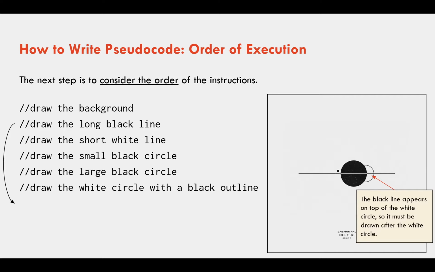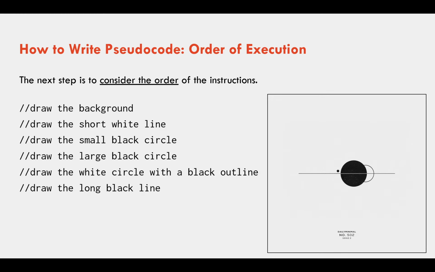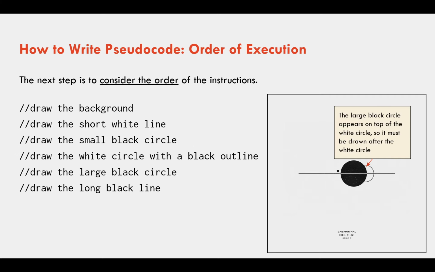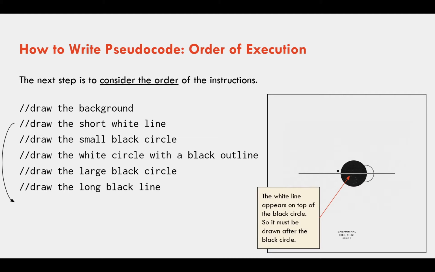The black line appears on top of the white circle, so it must be drawn after the white circle, so we're going to have to move it to the end. What else is wrong? Well, the large black circle appears on top of the white circle, so it must be drawn after the white circle, so we're going to have to swap these two. Alright, that's done. The white line appears on top of the black circle, so it must be drawn after the black circle, and almost after everything else, so let's just move it to the end.